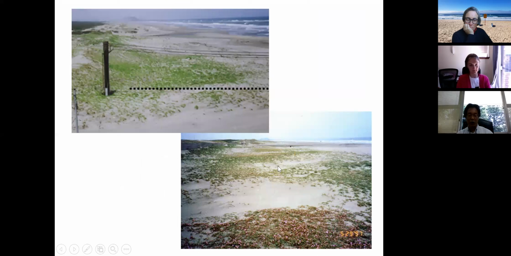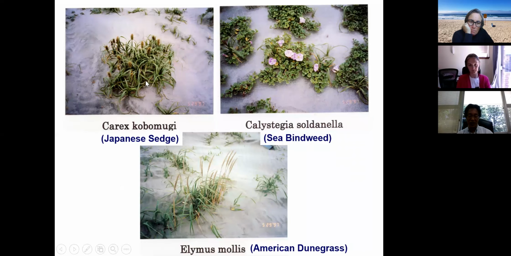And these photos show the vegetation in and near the study area in summer. The vegetation grows in summer. And these are the 3 main species that occupy the study area. These creeping grasses grow in summer, including the Japanese sedge, sea bindweed, and American dune grass.